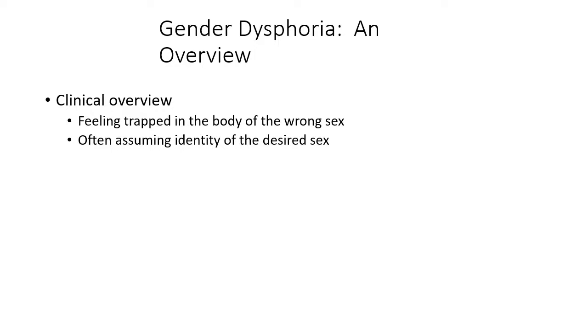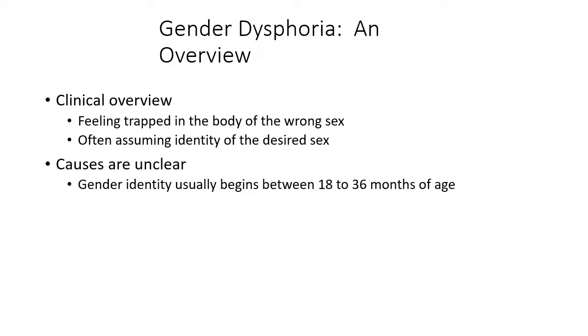Okay, the last thing we're going to talk about real quick is gender dysphoria. Gender dysphoria is feeling trapped in the body of the wrong sex. So we talked about sex and gender. Gender dysphoria is being transgender, someone who feels like they are trapped in the body of someone who is a different sex than they feel their gender is. People with this often assume the identity of the desired sex.